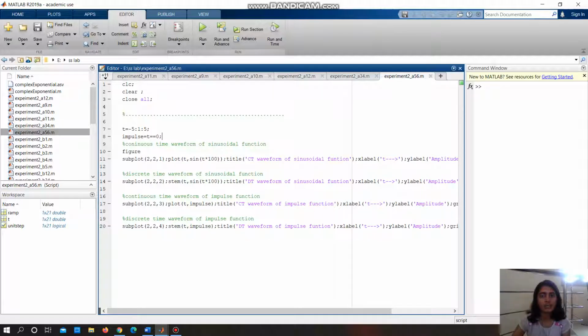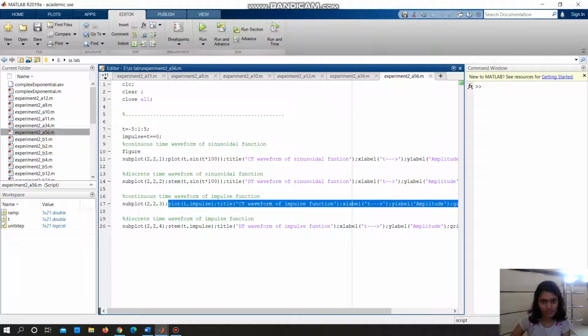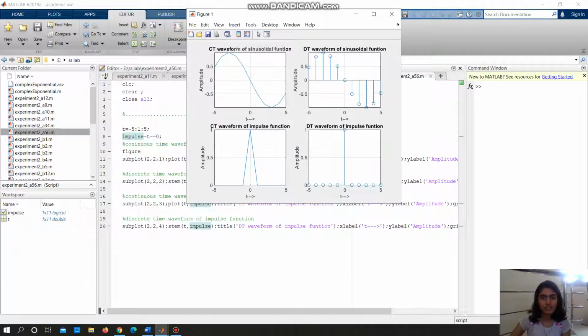An impulse function can be defined in this way. It is a function that rises infinitely at t equal to 0. A sinusoidal function can be plotted using sine function. So I have plotted the CT and DT waveforms of sinusoid and impulse function using plot and stem functions. So these are the plots.